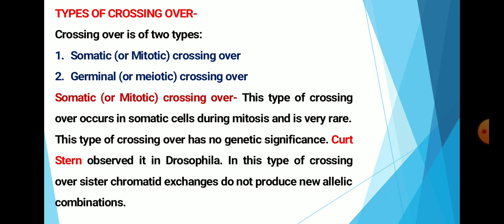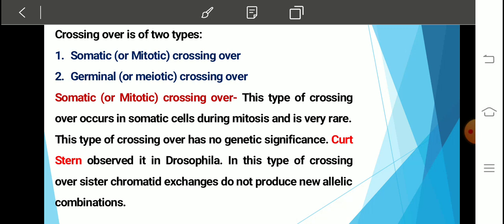Now we will talk about types of crossing over. Crossing over is of two types. First one is somatic crossing over and the second one is germinal crossing over. So we will talk here about somatic crossing over. Somatic crossing over actually occurs in somatic cells. Somatic cells means body cells during mitosis, and it is very rare. This type of crossing over has no genetic significance.